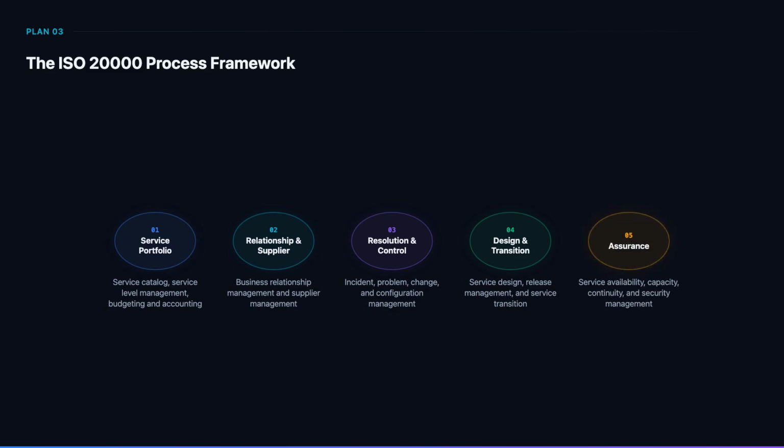Service assurance covers the non-functional requirements that underpin reliable service delivery. Availability management ensures services meet uptime targets. Capacity management matches resources to demand. Service continuity management plans for disaster recovery. Information security management protects service assets, closely aligning with ISO 27001.